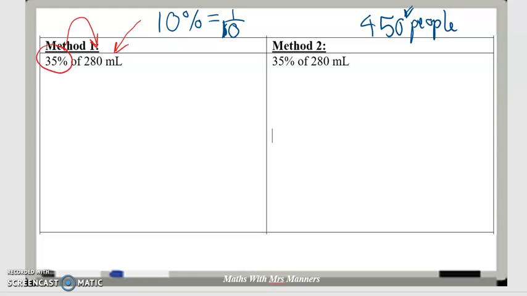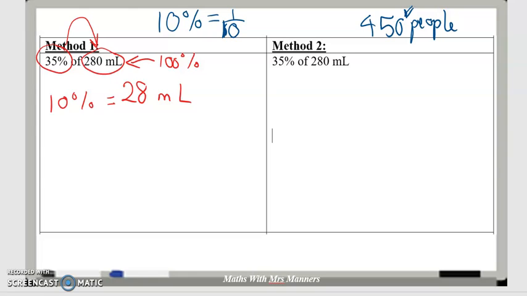If this is my full quantity that I want to find 35% of, you need to understand that this quantity, the 280 mils, is actually 100%. I'm trying to work out only 35%, but I know the full amount is 100%. So if 280 mils is 100%, then 10% would just be a tenth of that, which means divide by 10, which is just 28 mils. So the first step is to work out what 10% of the quantity is.